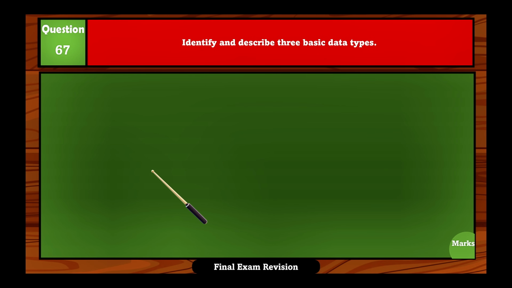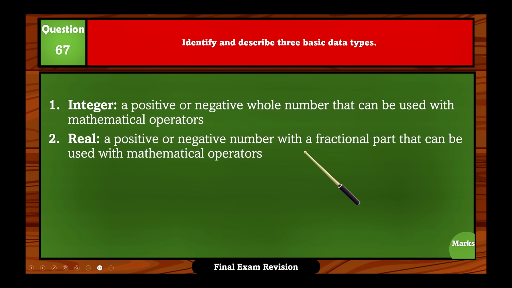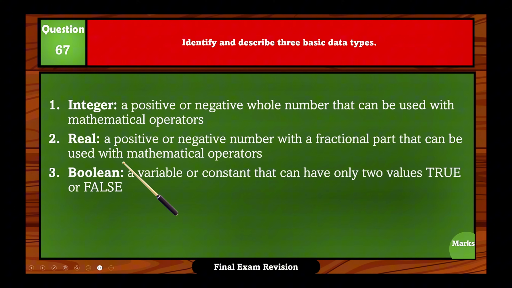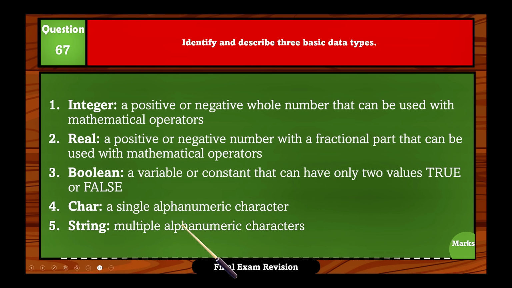Identify and describe 3 basic data types. So what are the 3 basic data types? We have integer, a stored positive or negative whole number that can be used with mathematical operators, and then real, positive or negative numbers with a fractional part that can be used with mathematical operators, and then Boolean, a variable or constant that can have only 2 values, true or false. Then you have a char, a single alphanumeric character, and a string, multiple alphanumeric characters. So these are the 5 different data types that we use.